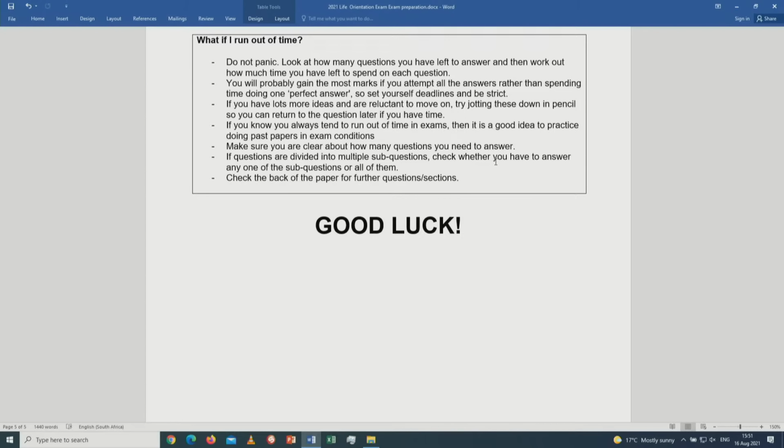If questions are divided into multiple sub-questions, check whether you have to answer any one of the sub-questions or all of them, like for example in Section C, as I explained earlier.